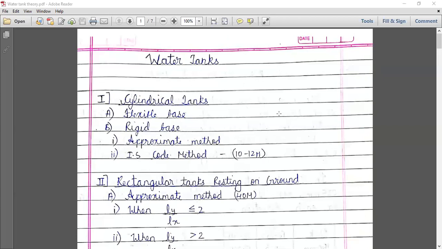Okay. So now let us see the various types of the numericals in the water tank. So first is the cylindrical tanks. As I've said before, this is divided into... Yes, it is based on the area of the tank. 0.35 percentage of the area of the tank. So when we do the numerical, you will understand.